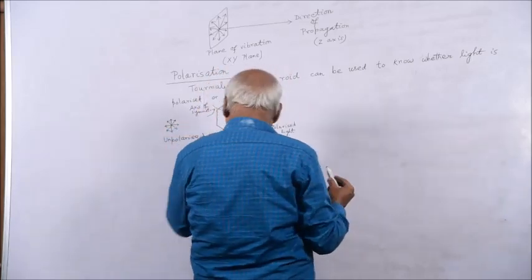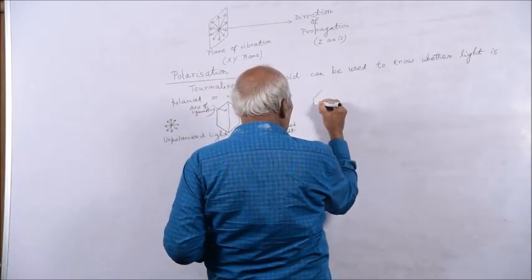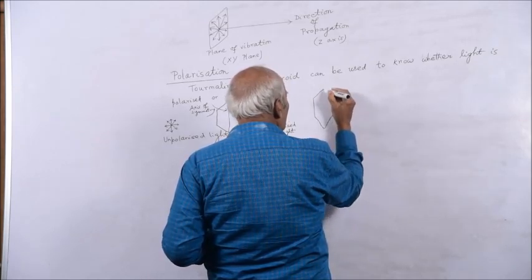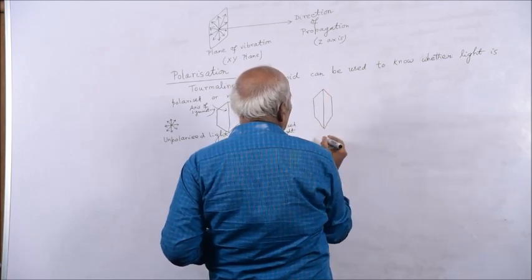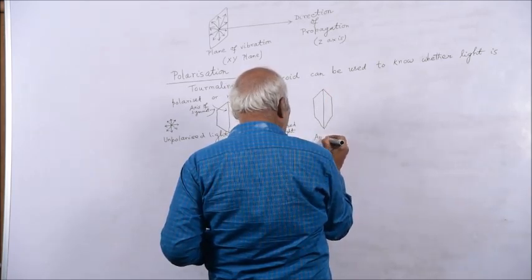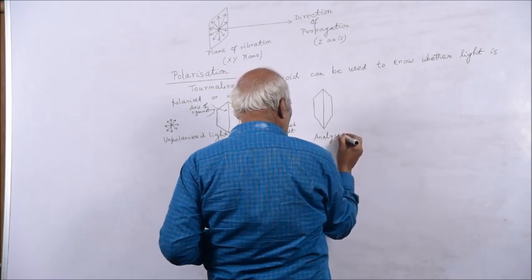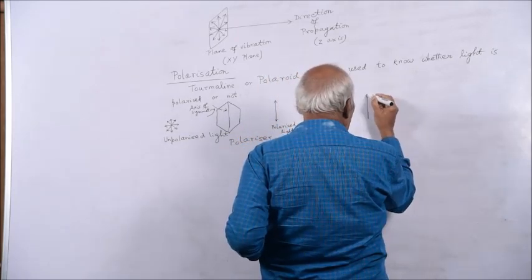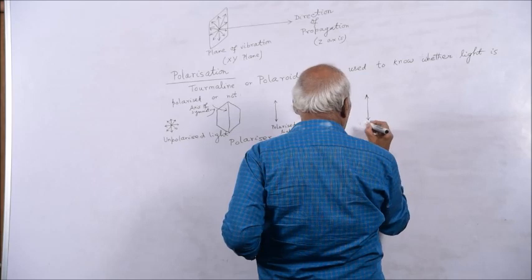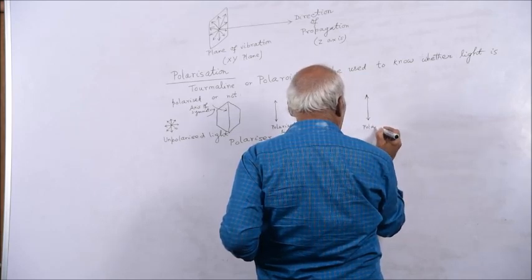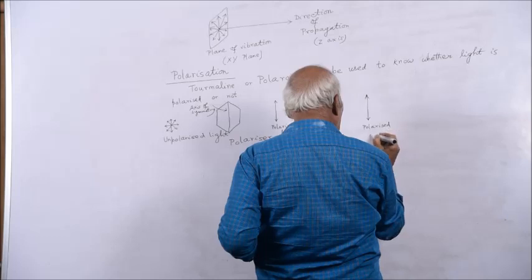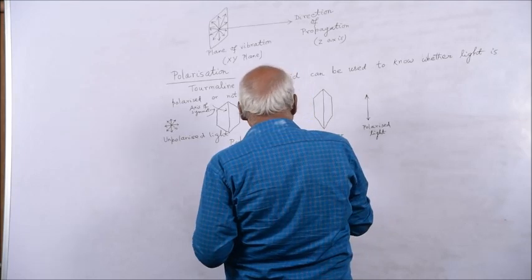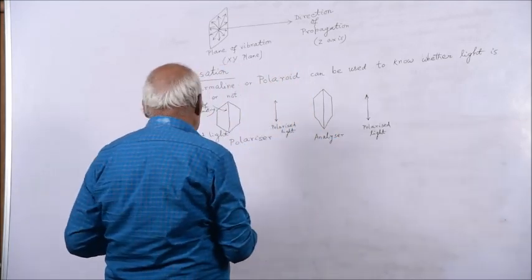And if another crystal parallel to that will be kept, this is the axis of symmetry. So, this is called the analyzer. So, here you again get polarized light, because the two axes are parallel to each other and the vibration easily passes through the crystal.